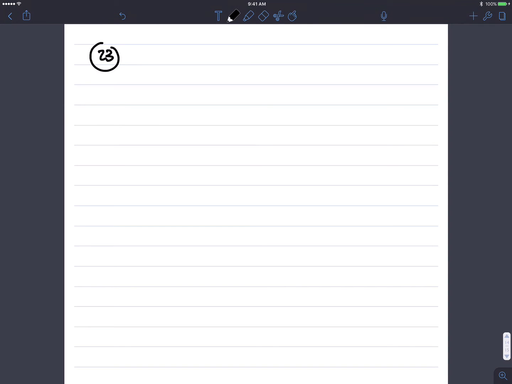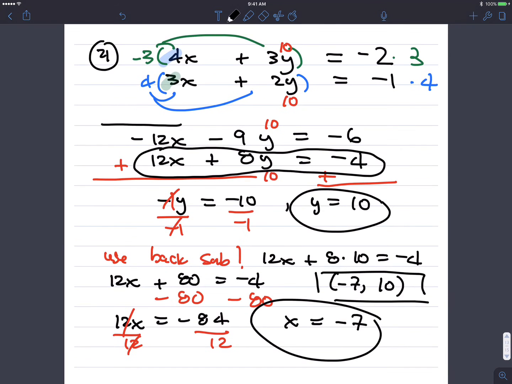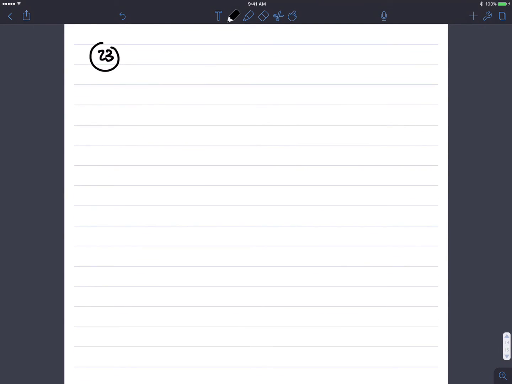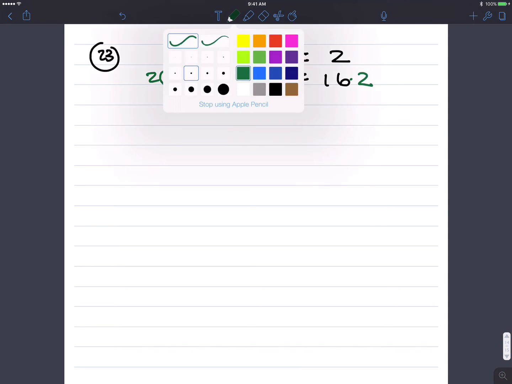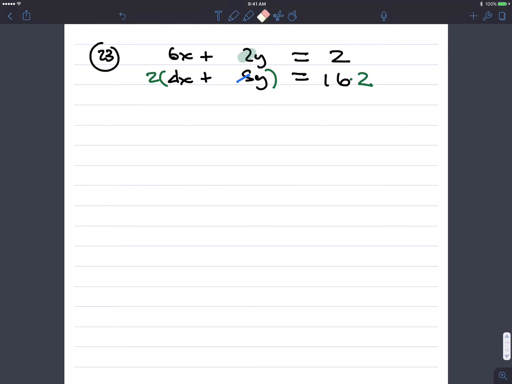Let's see, we got now number, let's see which this one was. We did 21. Yeah, number 23 here. We have 6x plus 2y is 2. I have 4x plus 5y is 16. Well, let's try this out here. Let's eliminate the y variable. You got a 2, so we're going to multiply the bottom by 2. We have a 5. Oops.